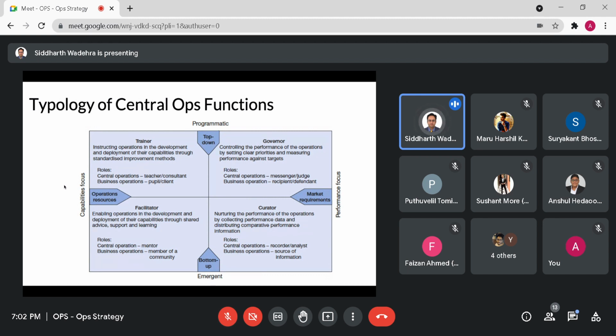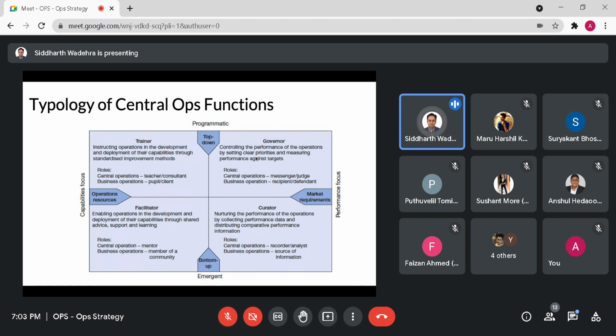It really depends on the organizational maturity, in terms of where the organization is in its life cycle. Typically in fast-growth companies and early-stage startups, you have the governor function, which dominates. The central ops team has the function of controlling the performance of operations, setting clear priorities, and measuring performance targets. It's really the go-getter kind of role that the central ops adopts.